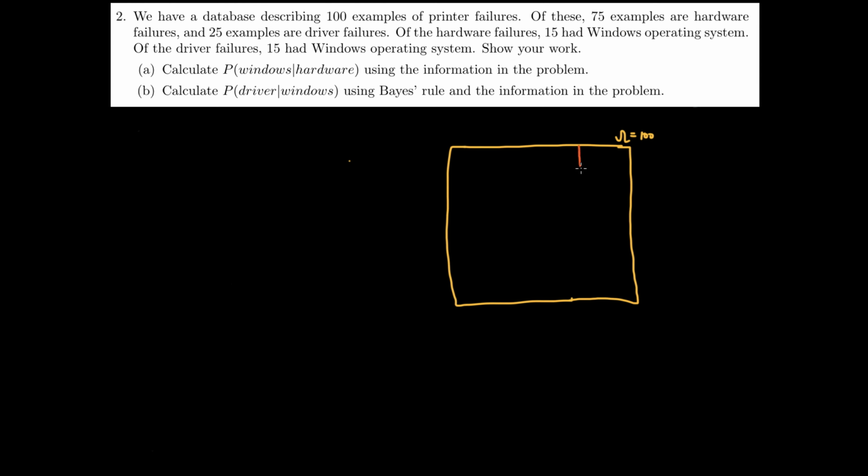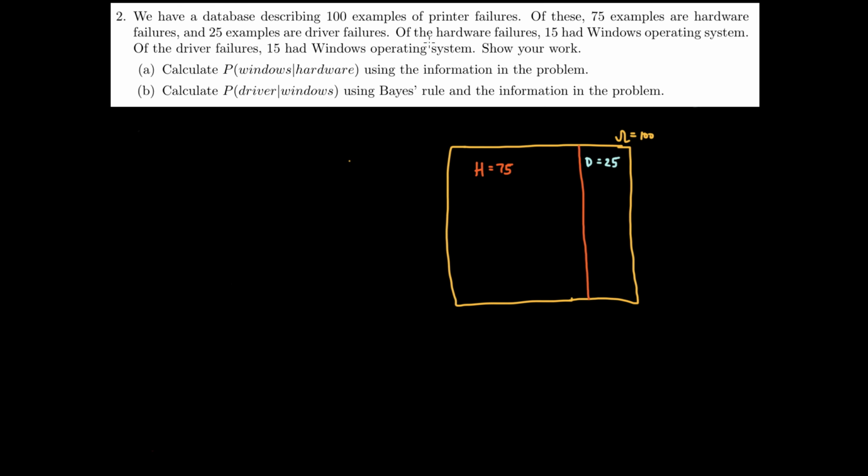If I were to divide this universal space into two halves, this piece in orange is those where the printer failure is due to hardware, and that happens to be 75 of them. There's 75 printers that have failed due to hardware related issues, and there are 25 that have failed due to driver related issues. So this is 25, and we can see that there is no overlap between H and D. They're completely disjoint over here. So when I add them up, I get back the entire size of the universal space. So 75 plus 25 gives you back 100.